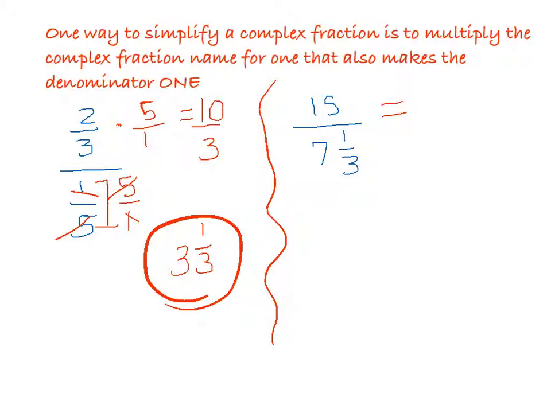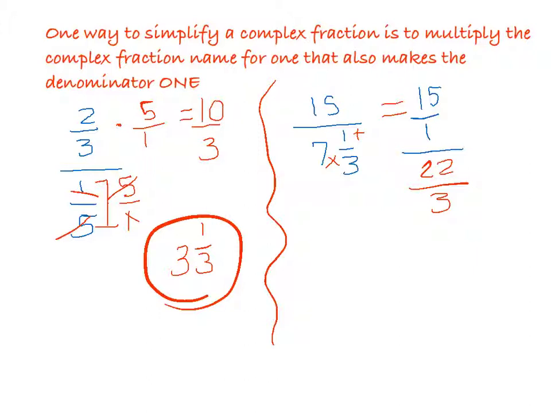Now, we have 15 over 1. So 15 is not a fraction, but I'm going to rewrite it that way as 15 over 1 divided by 7 1/3. We need to turn 7 1/3 into an improper fraction. So remember how we do that? We take 7 times 3, which is 21, plus 1, which is 22 over 3. Now we have a really true complex fraction.